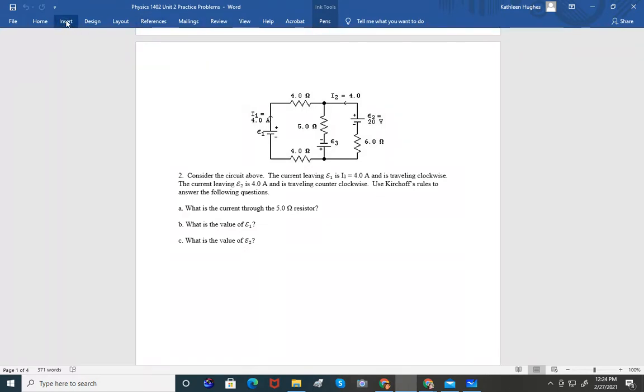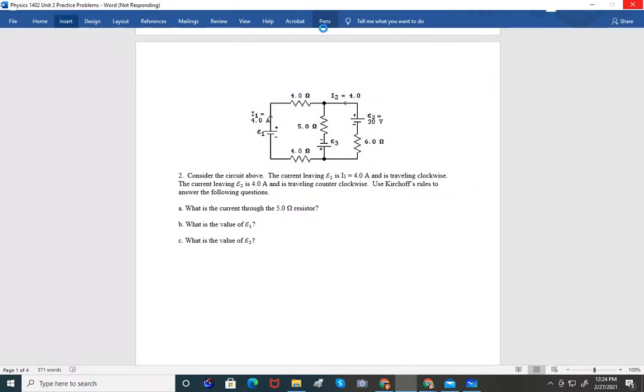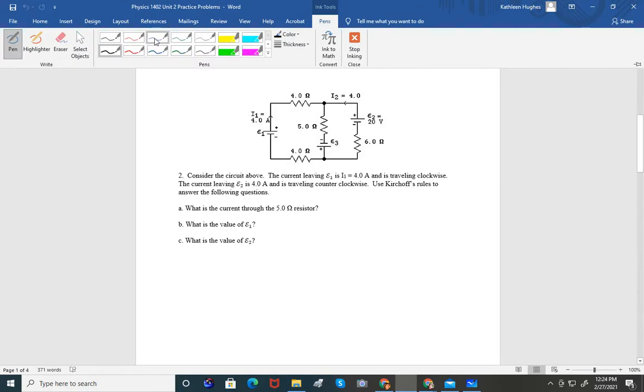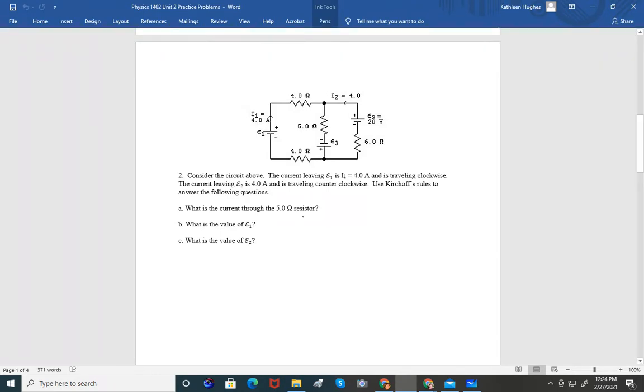I think I can probably draw just directly on this one, if my pen will let me. Here's a blue pen. All right, consider the circuit above. The current leaving E1, the first EMF device, is 4 amps, and you can see it right here. It's going this way, and it's traveling clockwise. The current leaving E2 is 4 amps and is traveling counterclockwise.